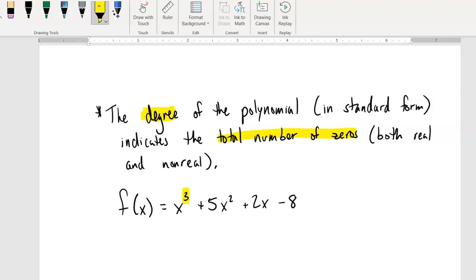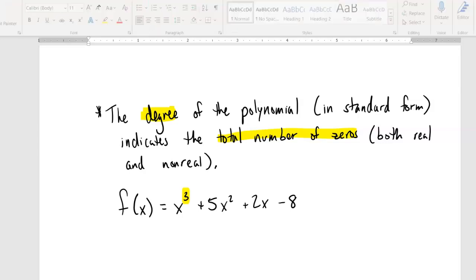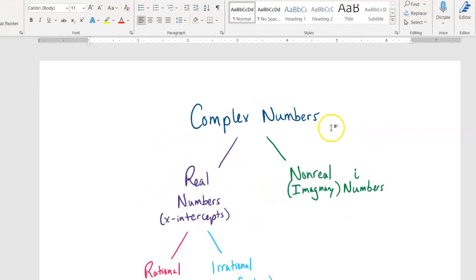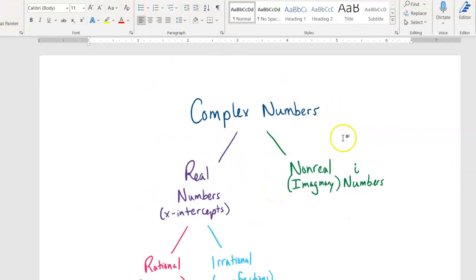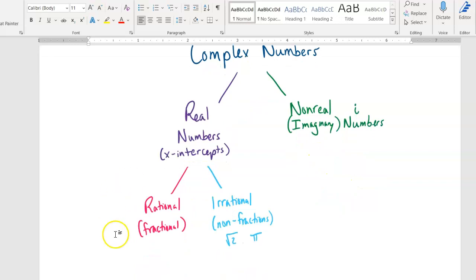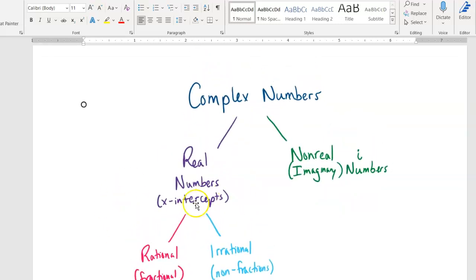So the total number of zeros, or the total number of solutions, I would refer to this idea of the complex numbers. So some of those might be real, some of those might be non-real. Some of those might be rational, some of them might be irrational. But let's look to see how we can figure that out. Let's say if we were to graph this.